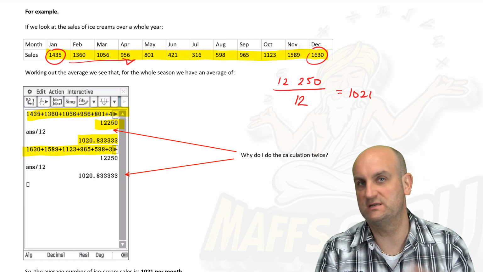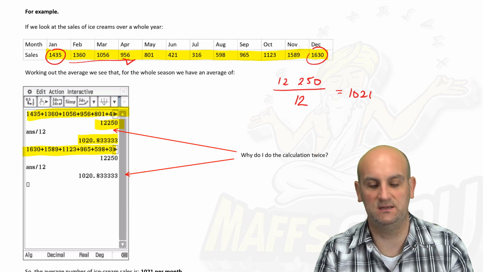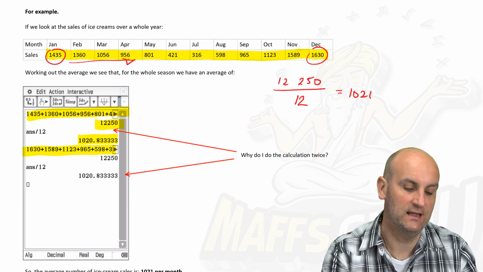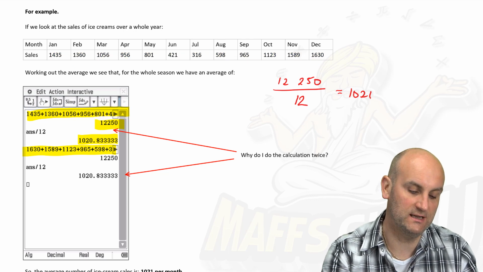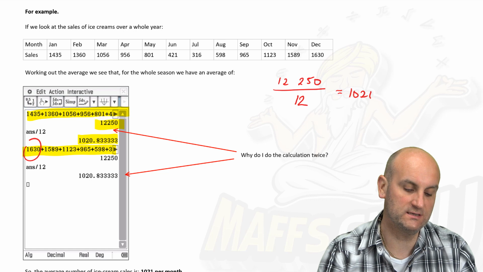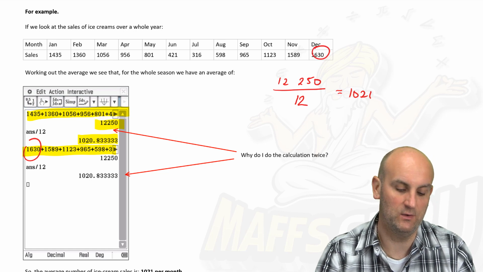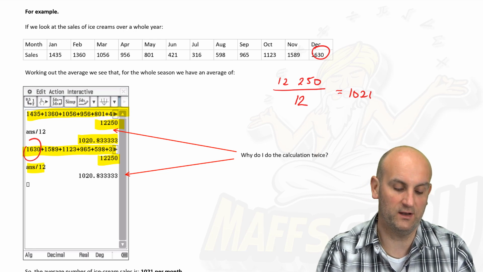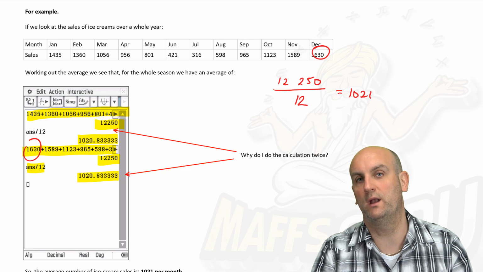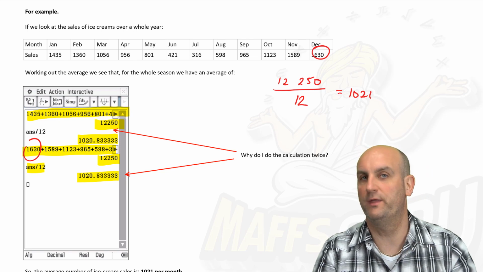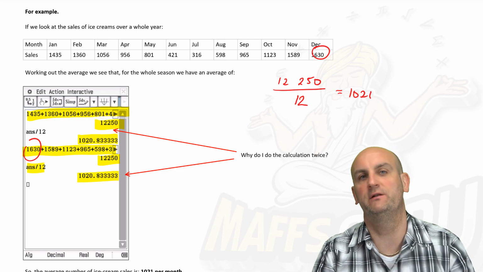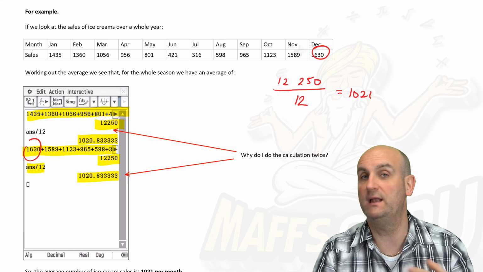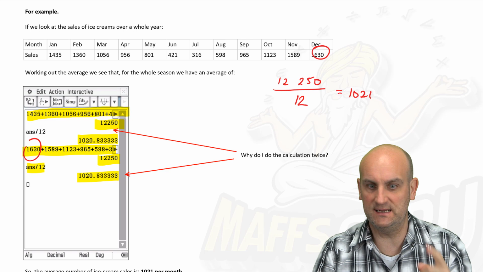The best thing to do with seasonal indices to make sure you don't make any silly mistakes is to now add the data again. And what I did was I added it backwards. So you'll notice in this situation, my first number was 1630, and I added all the numbers in reverse order. Now the good news was that I ended up with 12,250, which when I divided by 12 gave me 1021. So I am fairly confident with those 10 seconds of extra effort I put into this that my average is the same. So hence, fingers crossed, all of my seasonal indices will be the same.